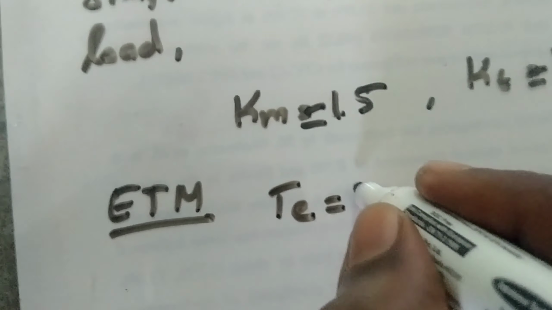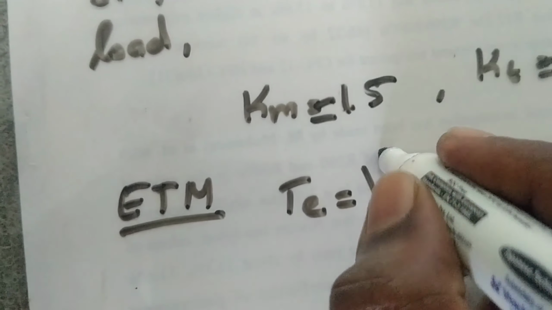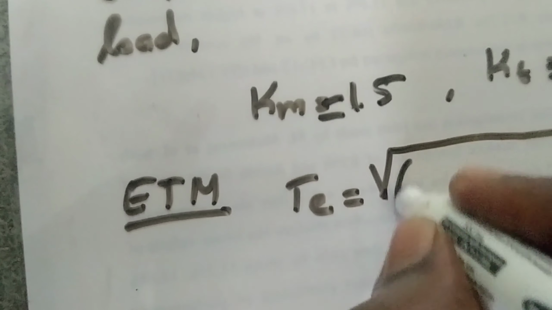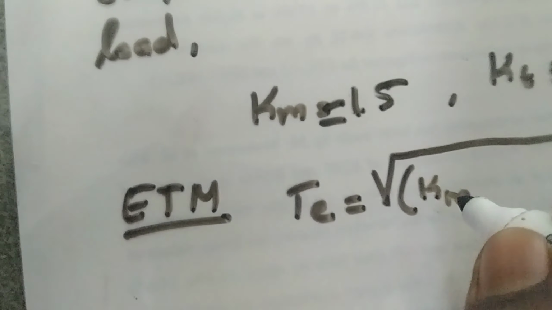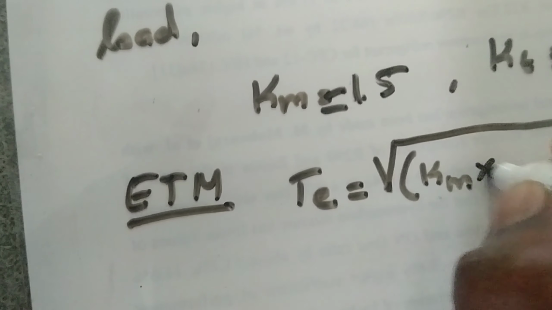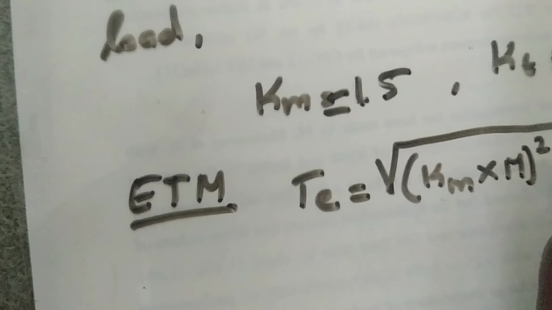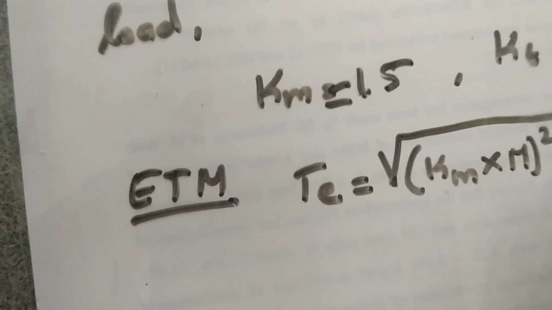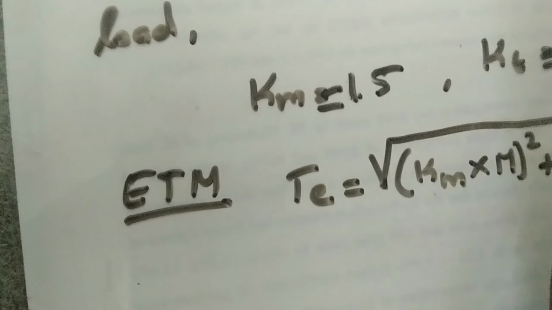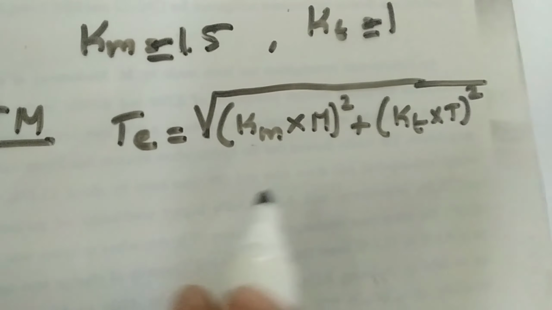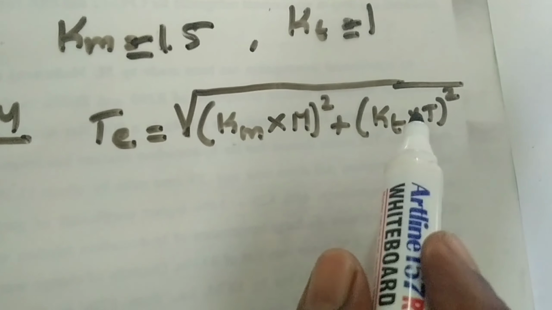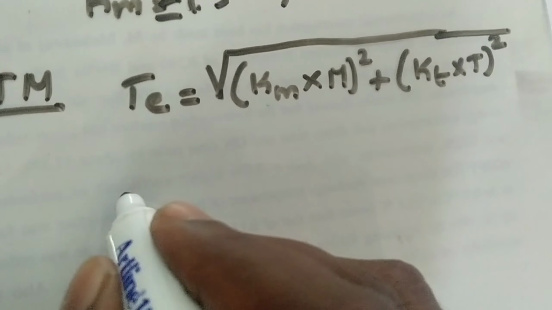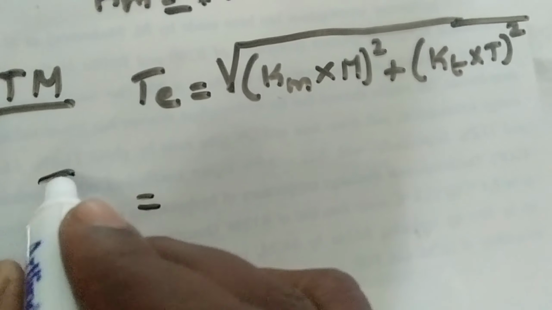TE equal to root of km into m whole square plus kt into t whole square. So this is the equation that we are going to calculate: km into m whole square plus kt into t whole square. So now we are going to apply the values.